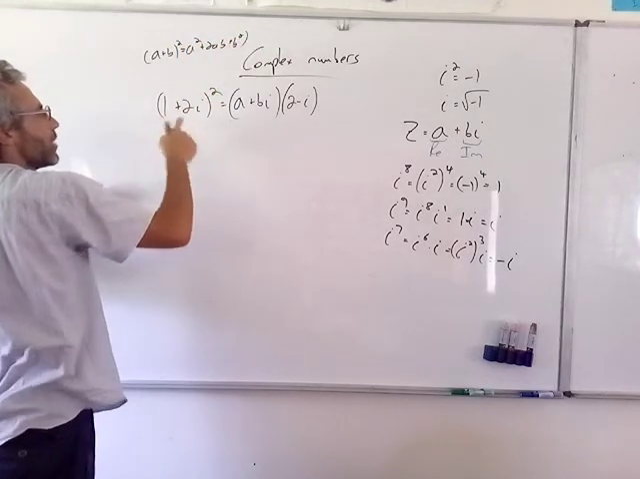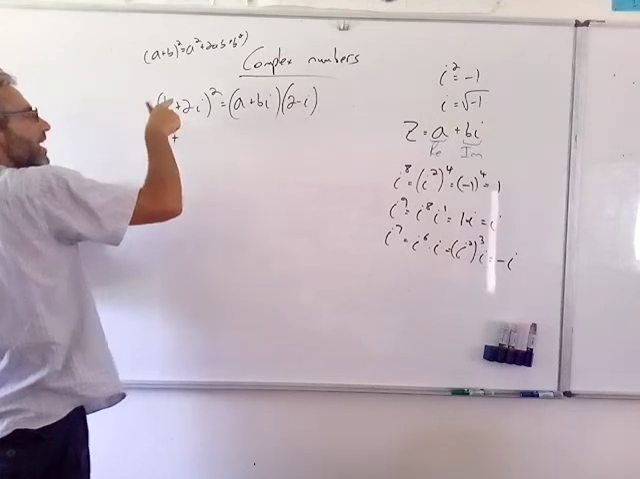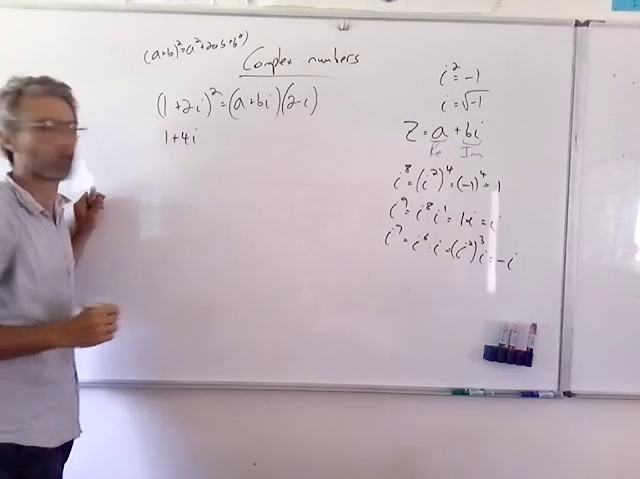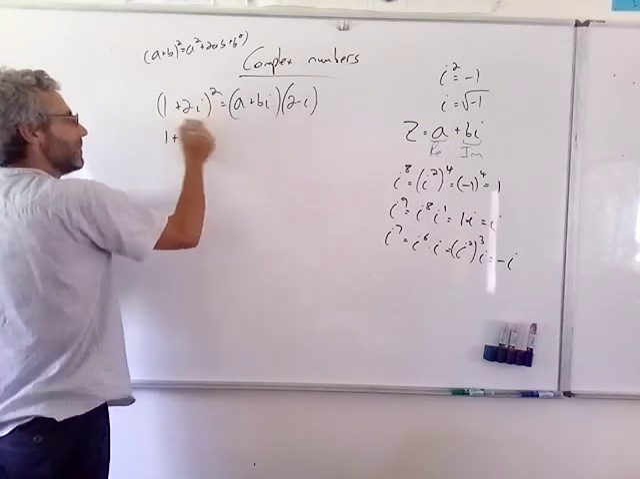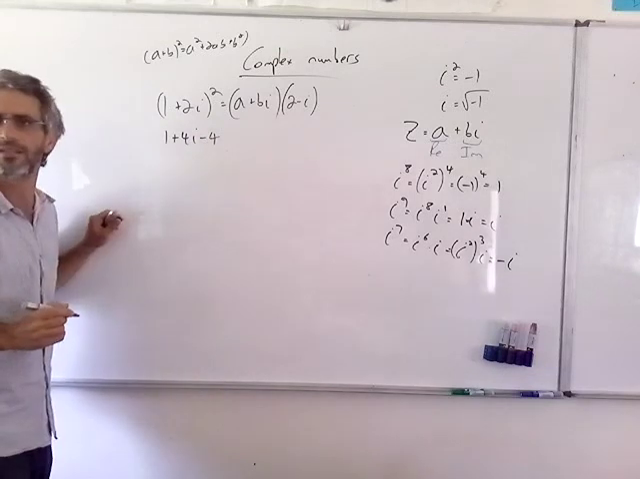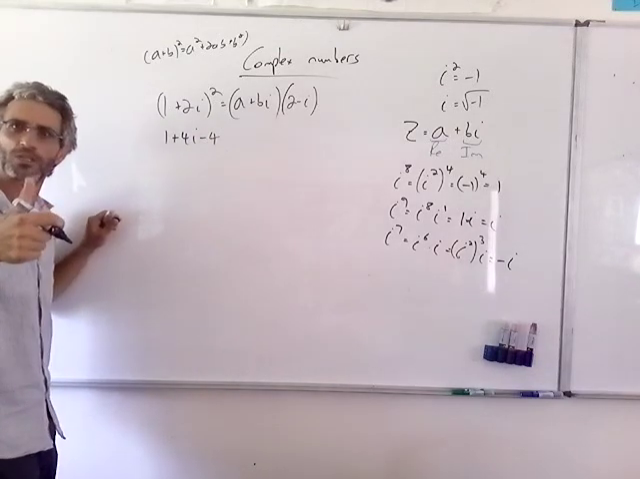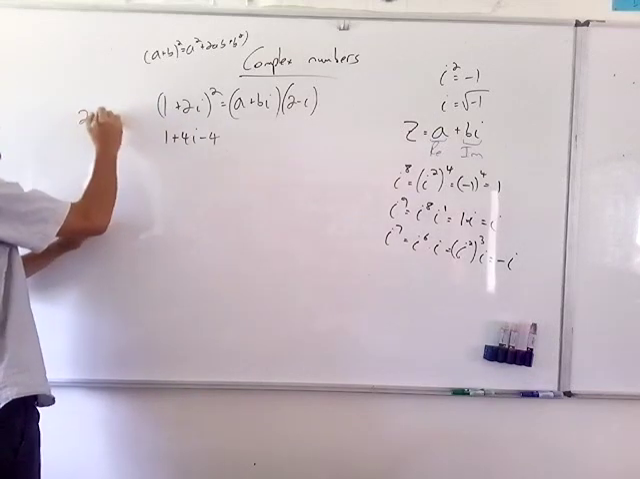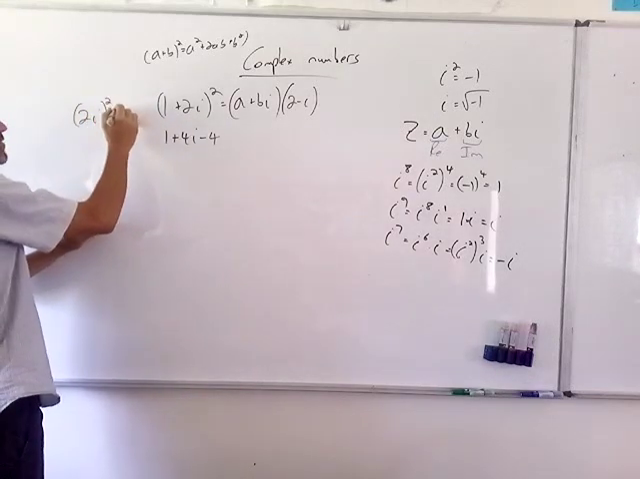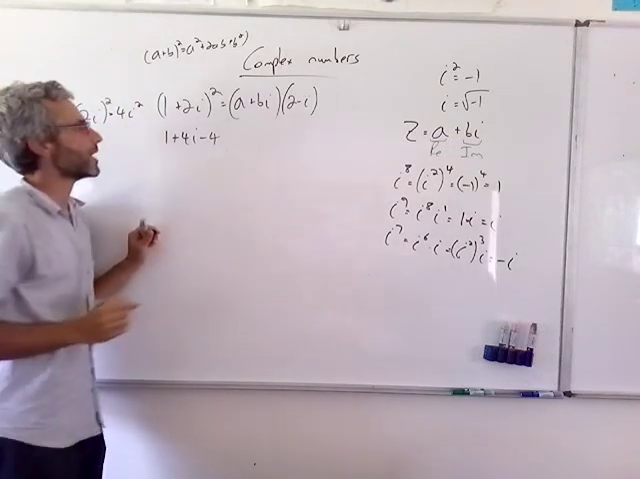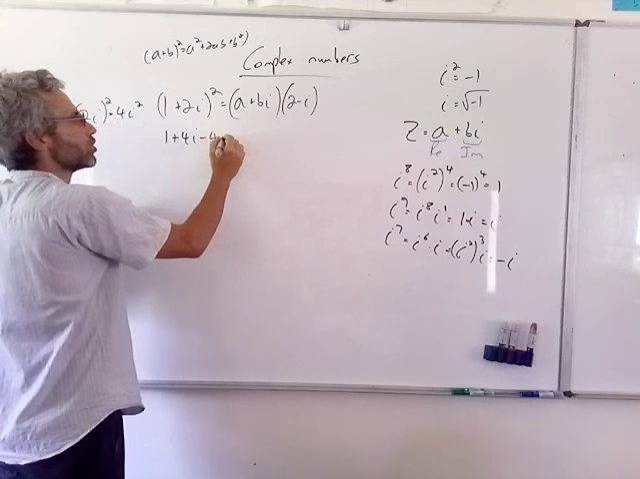So 1 squared plus 2 times 1 times 2i will be 4i. Okay, I'm going to go a bit quick here, but just stop me if you're not sure about something. Plus (2i) squared will be minus 4. Can you see why that is? So what is (2i) squared? It's 4i squared, in other words, minus 4. I'm going a bit quick here, but tell me if you're not sure.